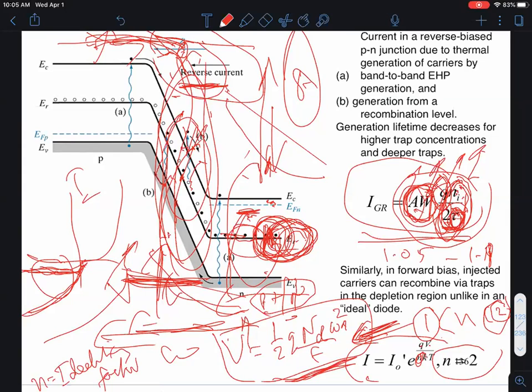I was referring to the voltage, the 1/2 Q N D W squared over here. This one? Yes. Oh, okay. So that's a voltage drop across the depletion region. It's equal to half Q times the doping on the lower doped side of the junction, W squared over the dielectric constant of the semiconductor, epsilon. So that's epsilon naught times the relative dielectric constant of the semiconductor. If you look back at your notes before spring break, we derived this expression over here, okay? Okay, thank you.